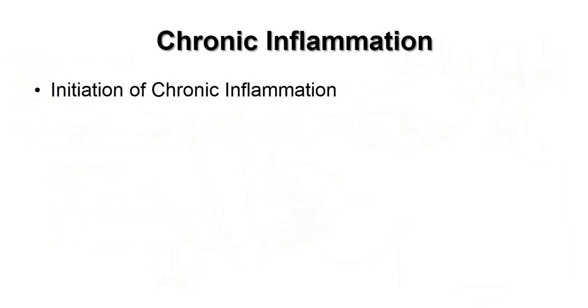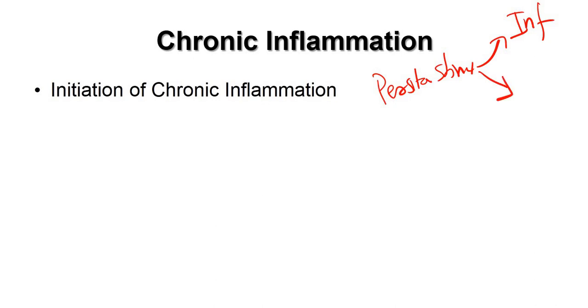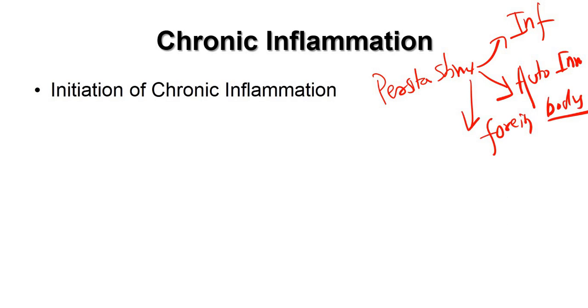As I said, the persistent stimuli will be there. What are the types of persistent stimuli? The persistent stimuli can be of various types. One is infection. Second can be autoimmune disease. Third, it can be antigen or foreign bodies. These are all the cases of persistent stimuli.